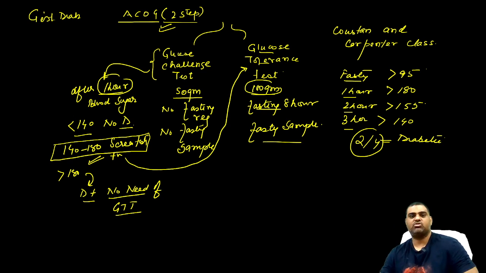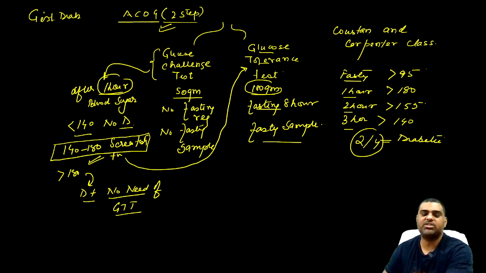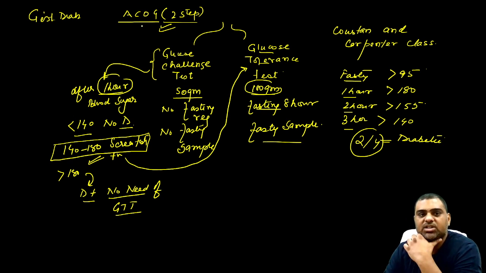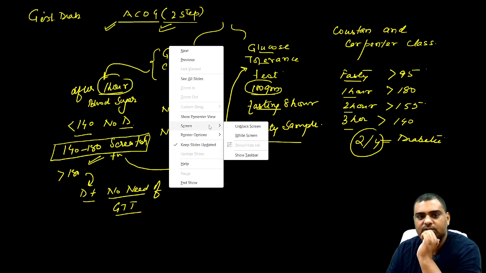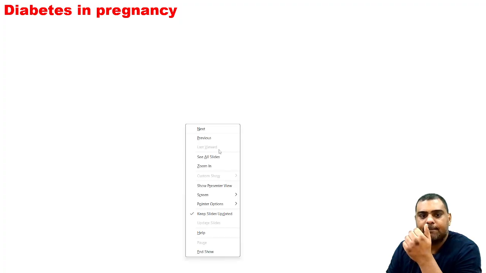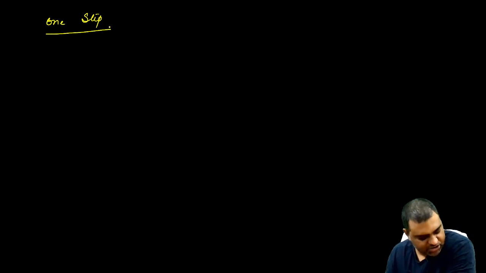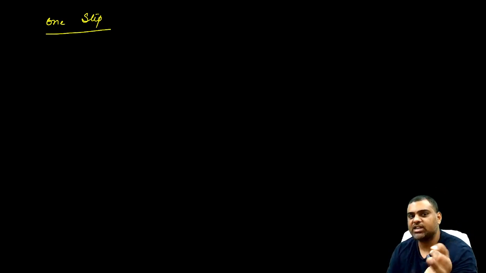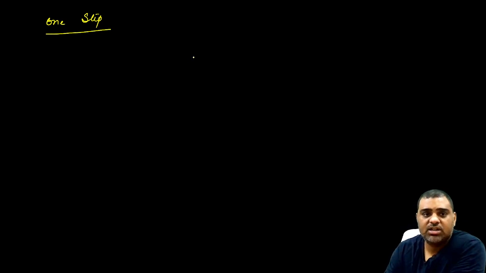So this is the Carpenter and Coustan classification. So this is a two-step method. I think you understand. Now we'll come to the one-step method. And this two-step method is given by the ACOG, not followed in India because it is very cumbersome. Please remember these all are methods for gestational diabetes. For overt diabetes, I have already told you. Now, one-step method, there are two methods.